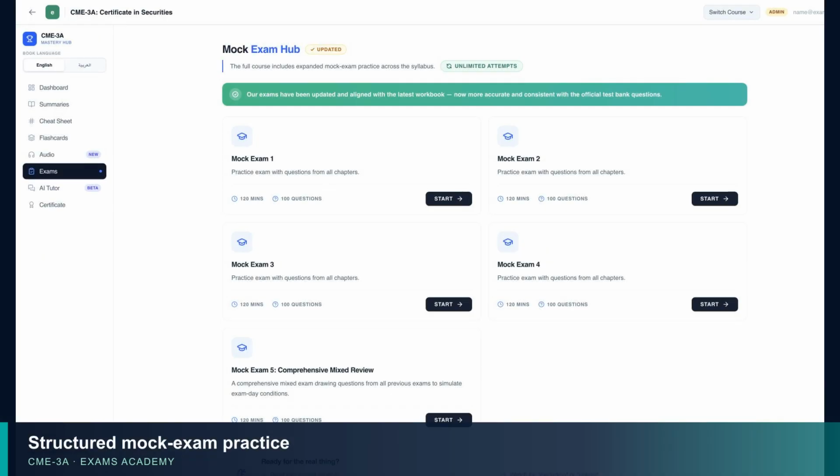Apply what you learn in the Mock Exam Hub, build familiarity with question style and timing, then use your results to guide the next revision round.